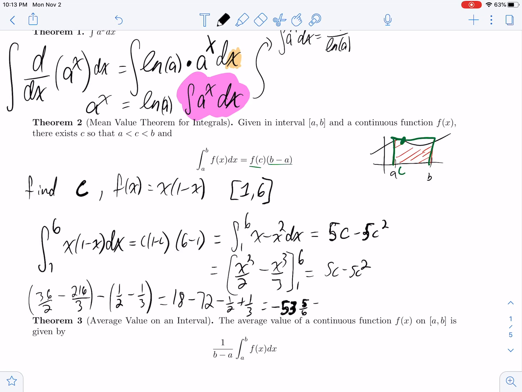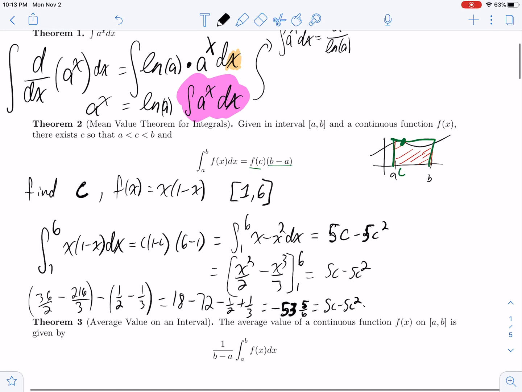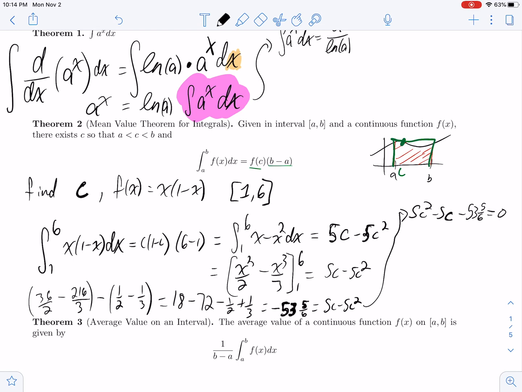Which is equal to 5c minus 5c squared. Right, so this gives us the quadratic equation, 5c squared minus 5c minus 53 and 5/6 is equal to 0. And I can plug this into my quadratic formula to find the c that gives me my answer, and the c has to live between 1 and 6. So I'll leave that to you guys to finish solving.